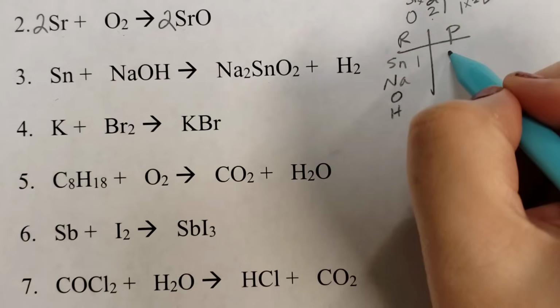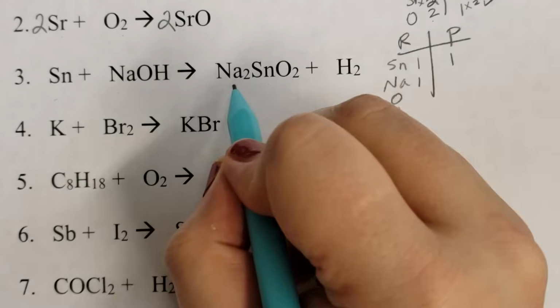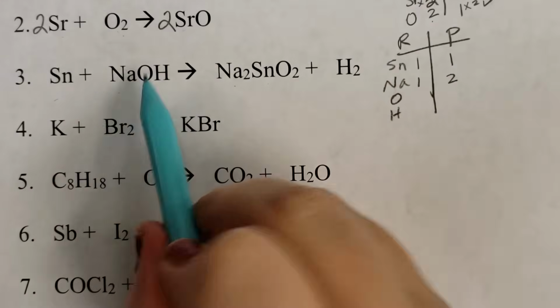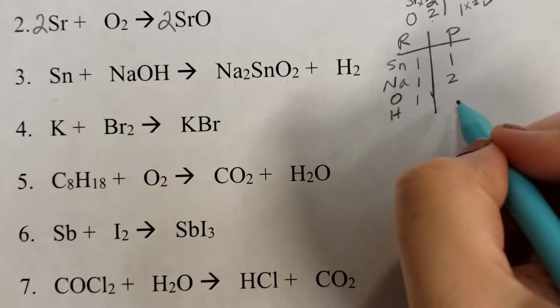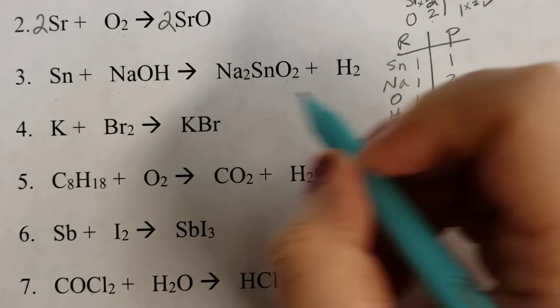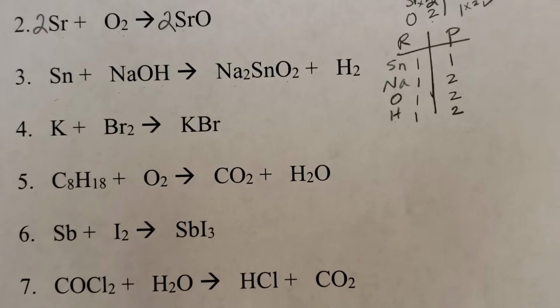For tin on this side, we have 1. On this side, we have 1. Sodium on this side, we have 1. On this side, we have 2. Oxygen on this side, we have 1. On this side, we have 2. Hydrogen on this side, we have 1. And on this side, we have 2. Okay, this is very not balanced. So let's get to work.